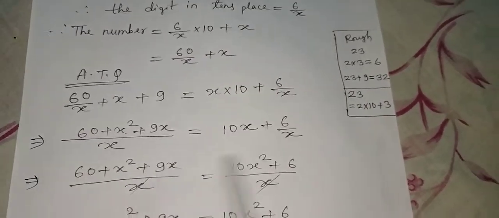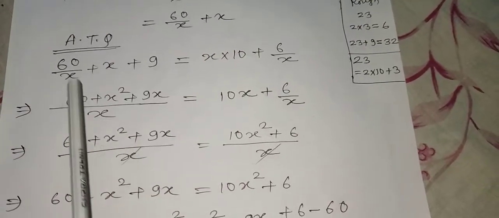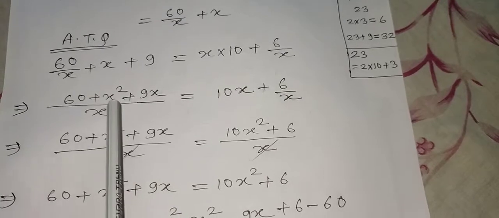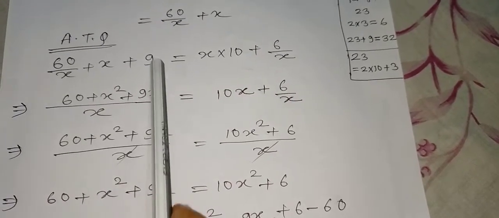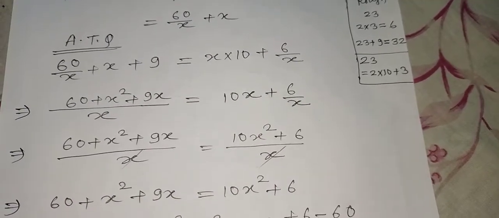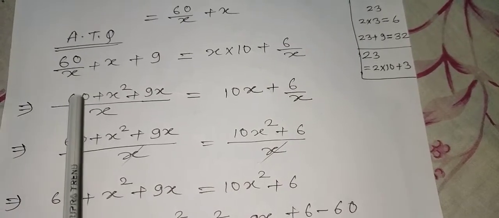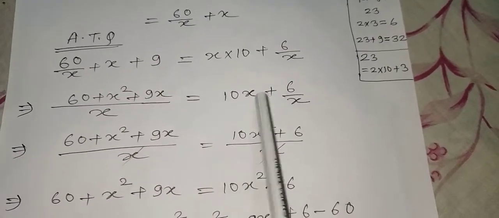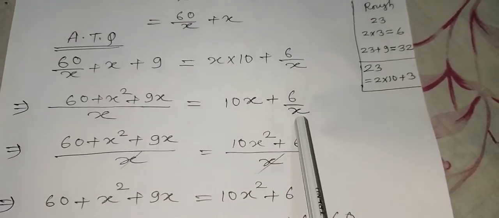Now from here we will form an equation. Here my LCM will be x. Then what will happen? This x and x will multiply and become x square. This x and 9 will multiply and become 9x, and 60 will remain the same. And here 10 into x, 10x plus 6 by x.